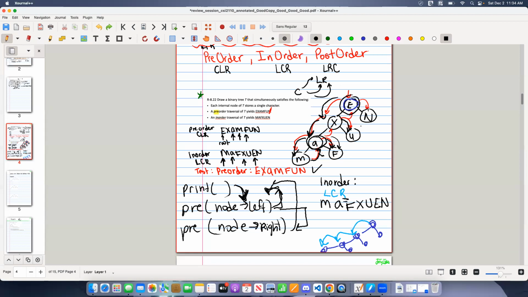In terms of in-order, it's honestly dependent on where the print, which is center, is in the line of code. But you're doing left, center, right. That means you're passing through all the left and then you're printing, which makes it a little bit more confusing. That's why I go with this method. This is the easiest way to see this problem.